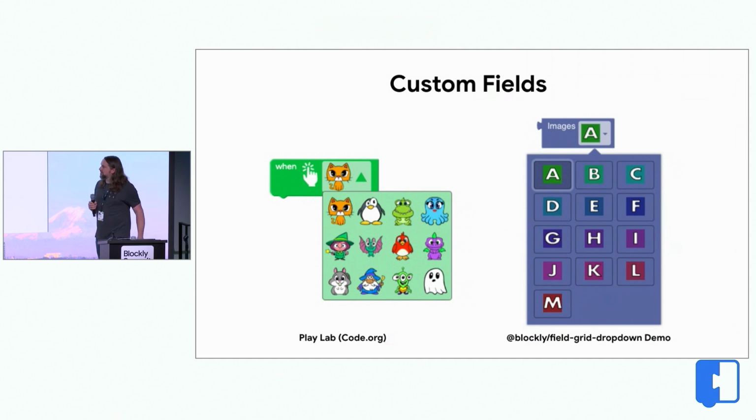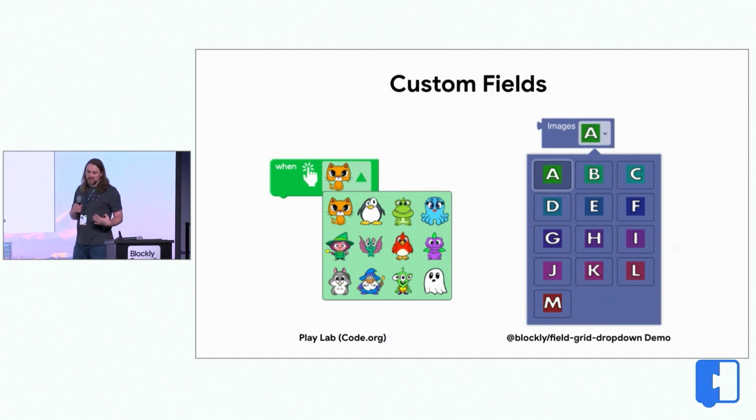Okay, so let's look at a more complex example. The block on the left is from our Play Lab, and you can see it has a custom drop-down menu that we made where students can select from a bunch of different sprite images. And on the right is a picture of a block from one of Blockly's plugins, called the Field Grid Drop-Down plugin. And you can tell that there's some similarity here, so this is exciting.